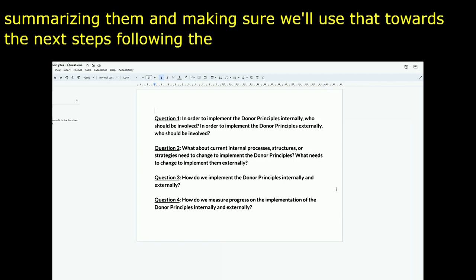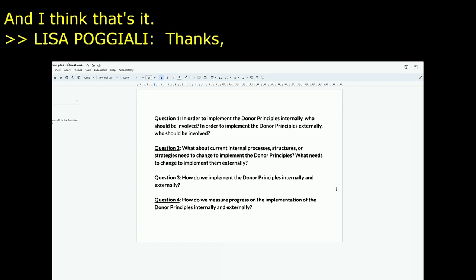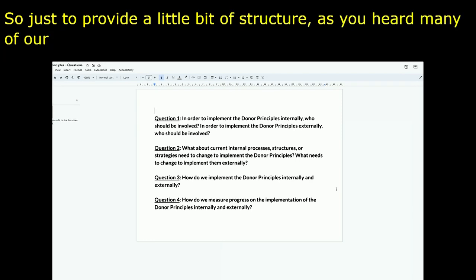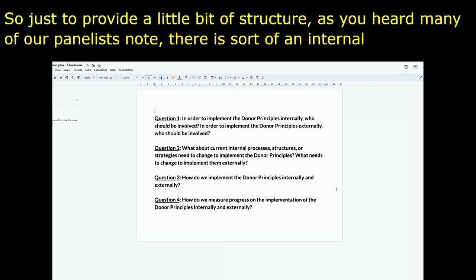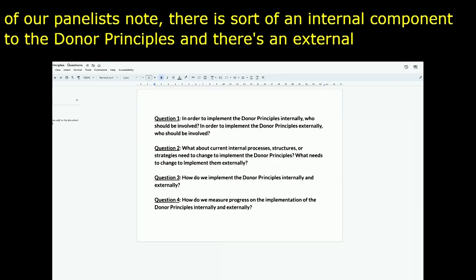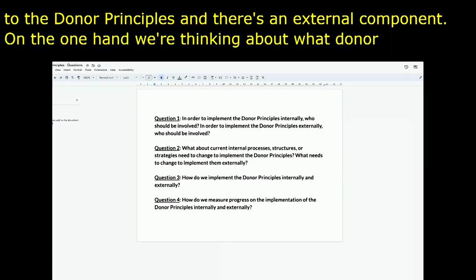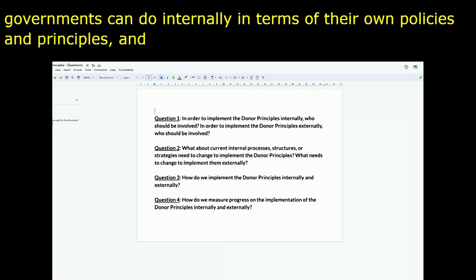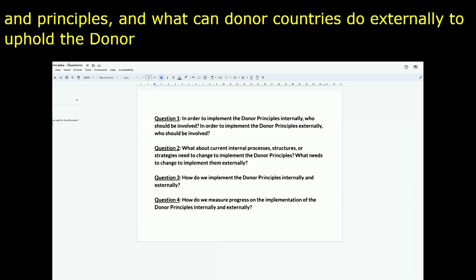Thanks, Zora. So just to provide a little bit of structure, as you heard many of our panelists note, there is an internal component to the donor principles, and there is an external component. On the one hand, we're thinking about what donor governments can do internally in terms of their own processes and structures to uphold the donor principles. And then we're also thinking about what donors can support externally and programmatically in order to uphold the donor principles. So we've structured each of the questions around that internal and external component.